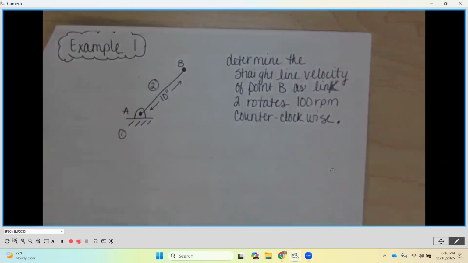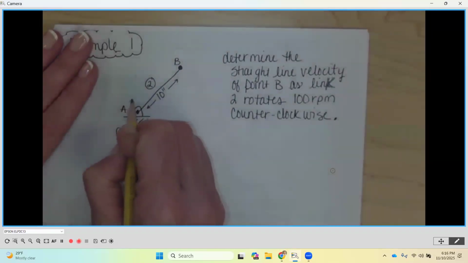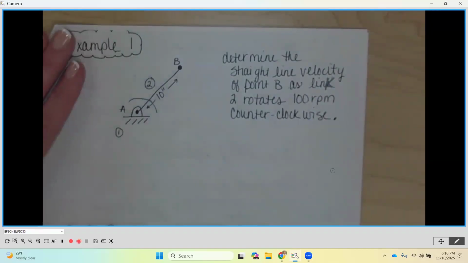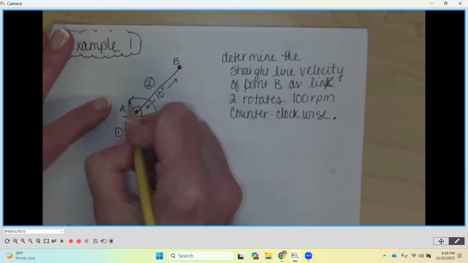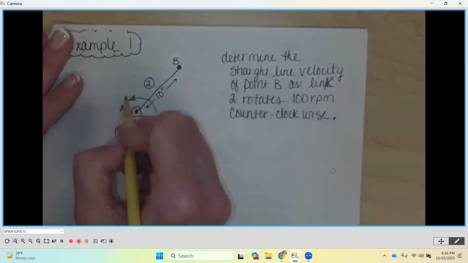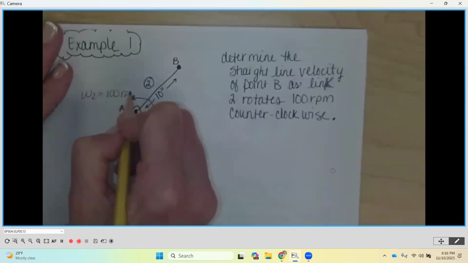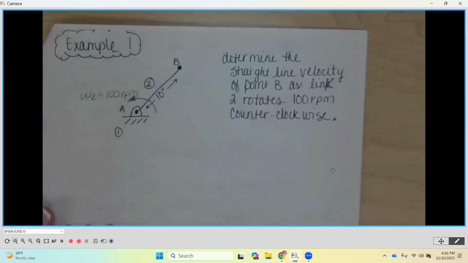So some information they give us in the problem is that the link rotates at 100 RPMs counterclockwise. So we're going to show about the center of rotation an arc, okay? And we're going to show it pointing in a counterclockwise direction. And we're going to label it W2 is equal to 100 RPMs, okay?